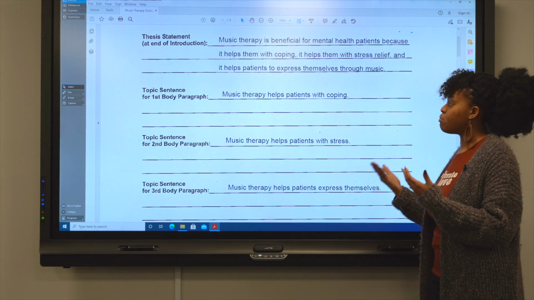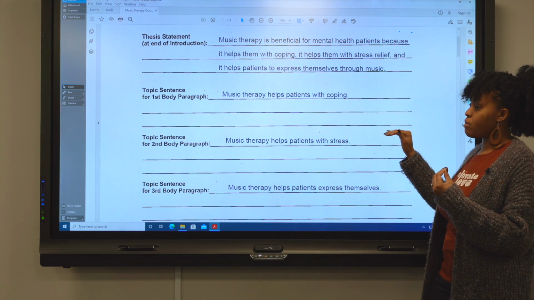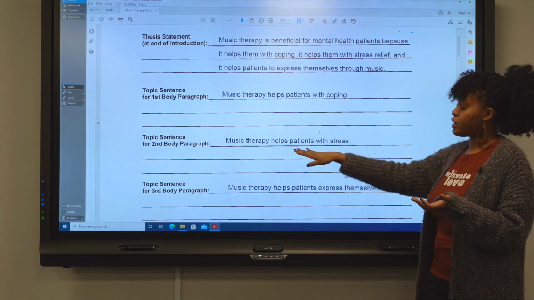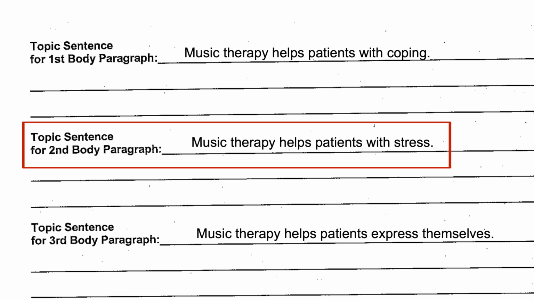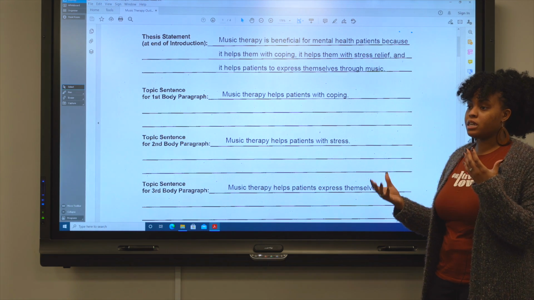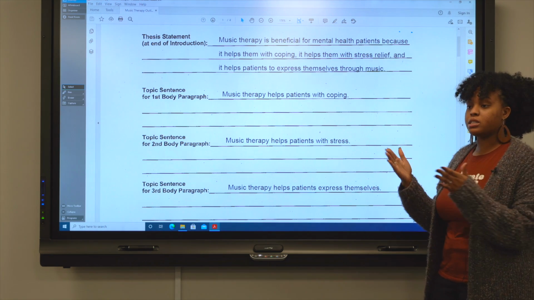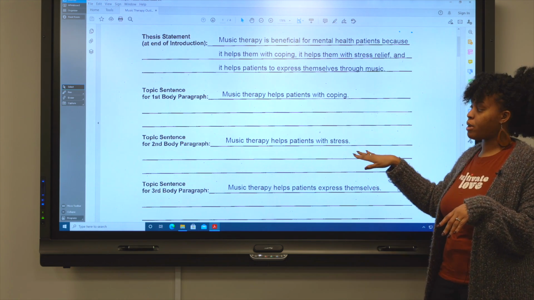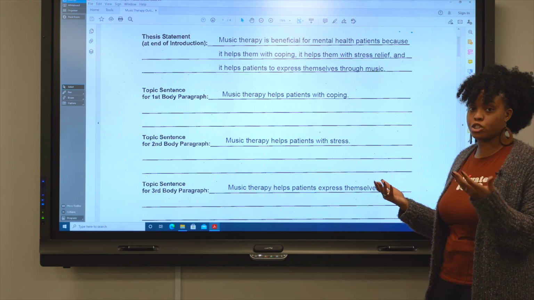Using your thesis to help you again, this is where we would write the second point. We said that it helped with stress relief. So here for our second paragraph, we would say, "Music therapy helps patients with stress relief." This will indicate to readers, okay, she's moved on to the second point. She said that music therapy helped with coping. Now she's talking about music therapy helping patients with stress relief.